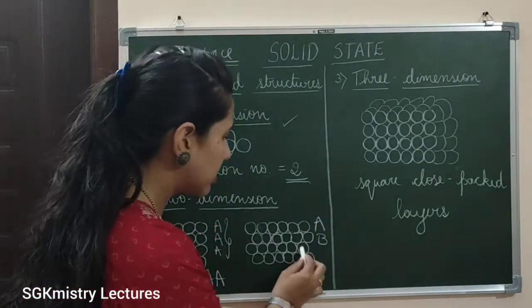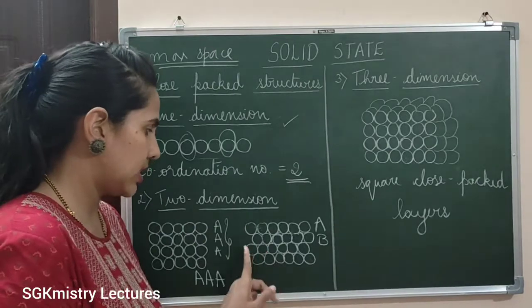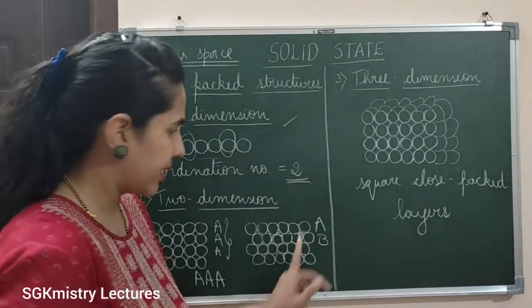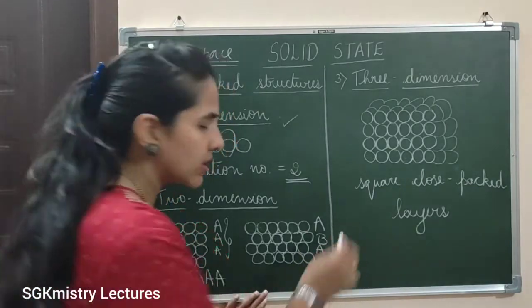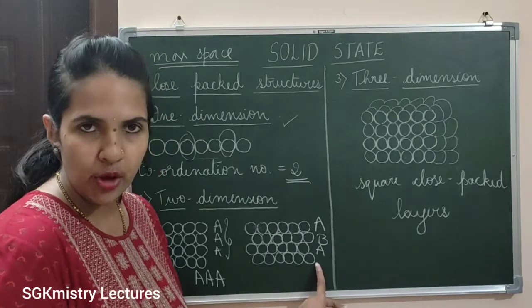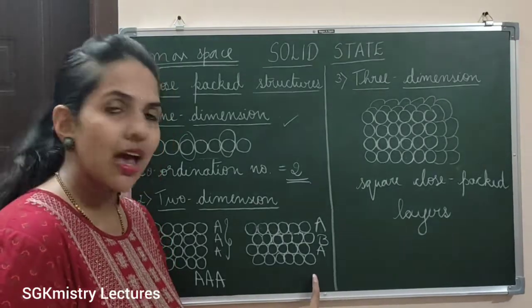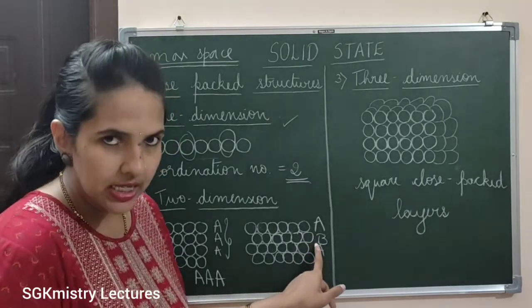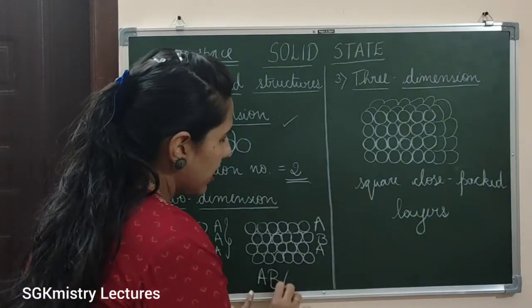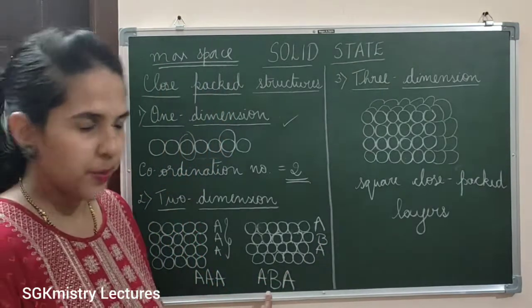So again, the third layer, if you are considering, has the same arrangement as that of the first layer. So again it has the arrangement A. Next, the fourth layer, if you are considering, has the same arrangement as that of the second layer. So here the arrangement is ABA type of arrangement.